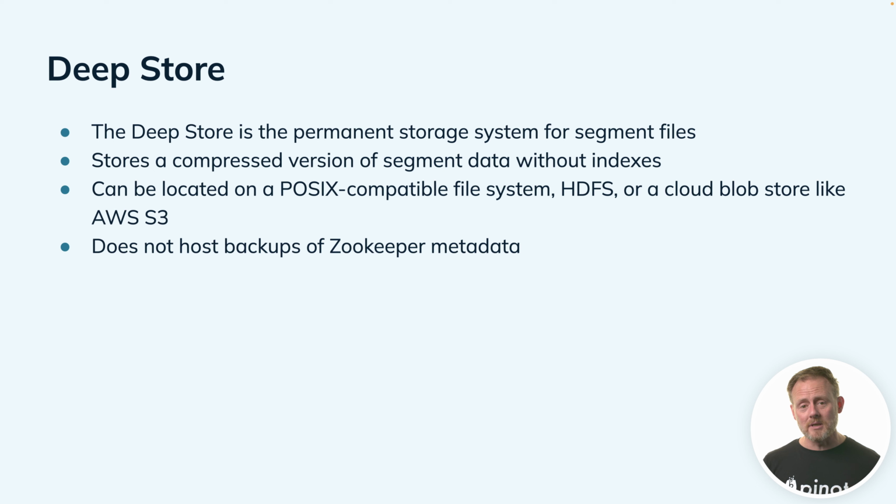The deep store can be on a local file system, and usually for quick starts and examples, it's just relegated to the local file system because that's easy. It can also be in HDFS, kind of for legacy purposes, and more commonly in an S3 compatible cloud blob store. That's generally where production deep stores live.